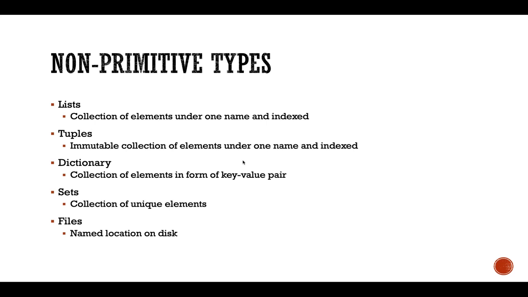Next are files. A file is just a named location on a disk which has something stored in it. Python supports file handling functions through its data type, which is files, through which you can open a file present on your storage device and access the contents of that file.